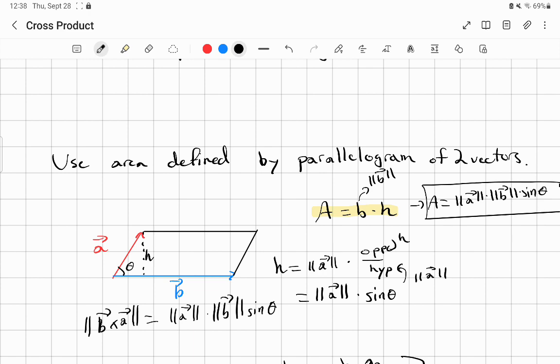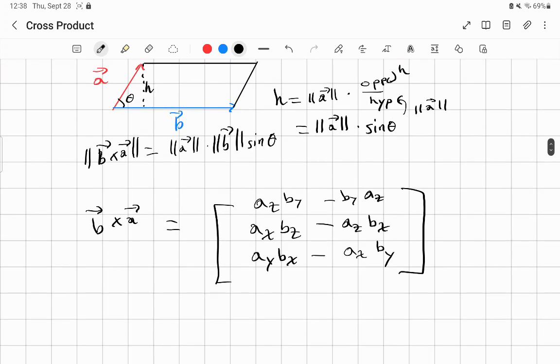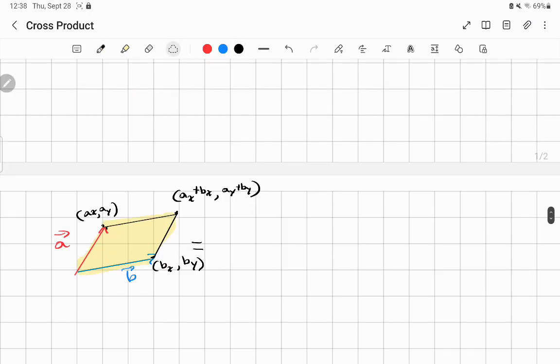Okay, so this is great, but this is only part of the story, right? Because we know the cross product doesn't just give you a scalar like the dot product. The cross product gives you a vector. And this really big formula is the formula for the cross product, okay? It's not just a magnitude, there's also direction, there's also a vector. And the vector it gives us is orthogonal to the two vectors we put in. So how do we get to this formula?